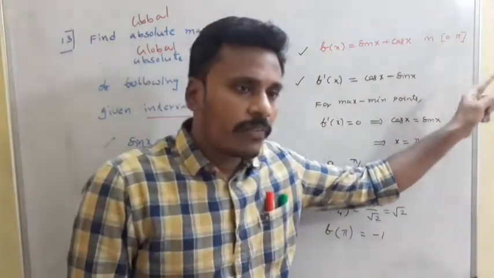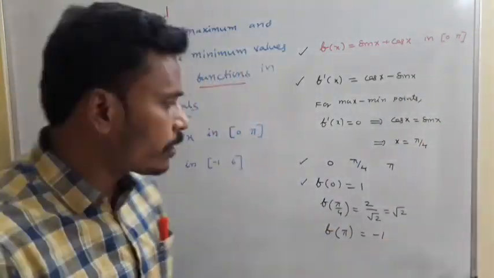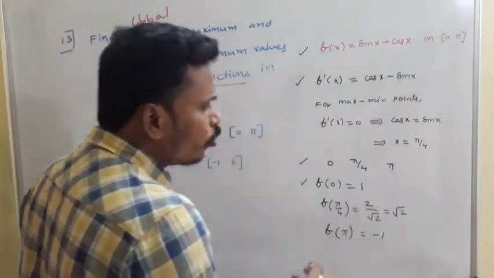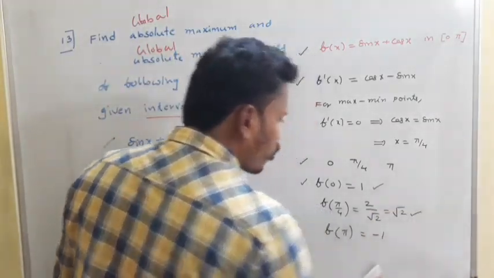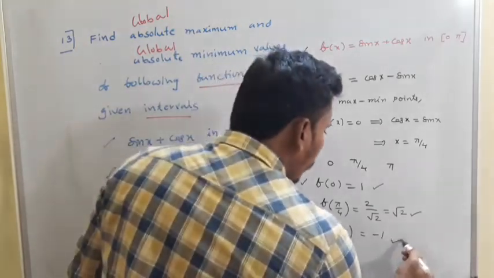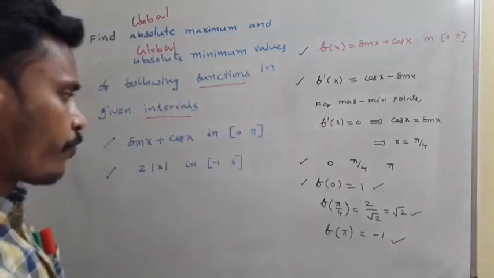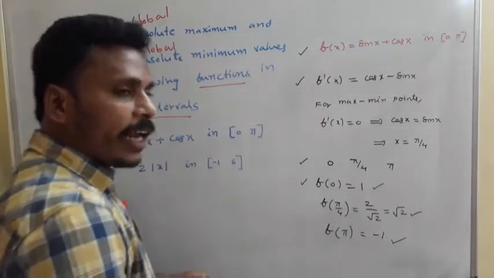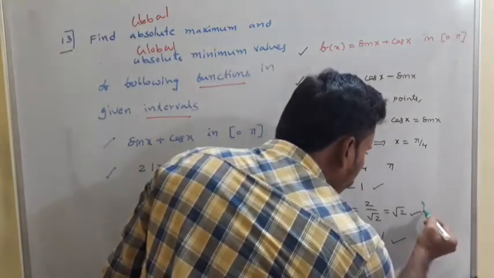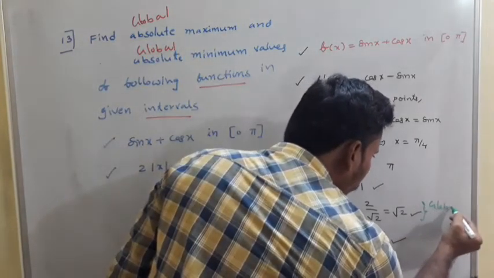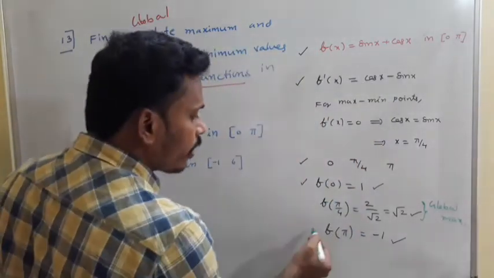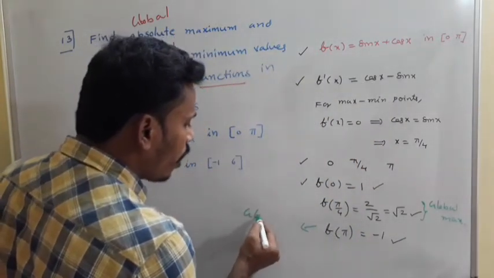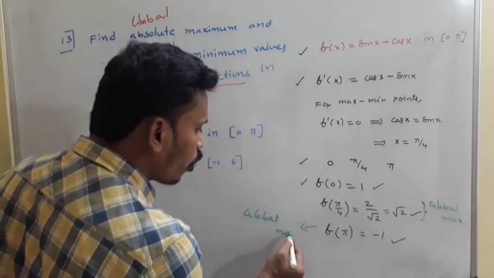Since it is a closed interval, we need to check at 0 and pi compulsorily. Just pay attention to these numbers: this is 1, root 2 is approximately 1.4 something, and this is minus 1. Among these three, the maximum value is root 2, so this point corresponds to global maxima. And minus 1 is the minimum value, which corresponds to global minima.